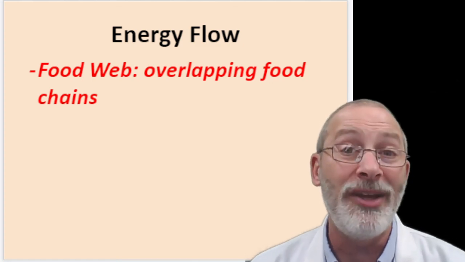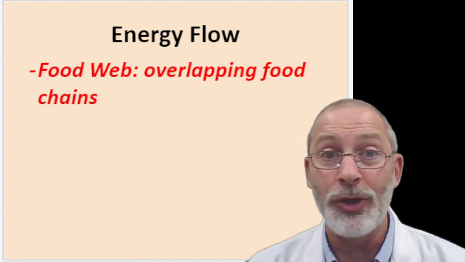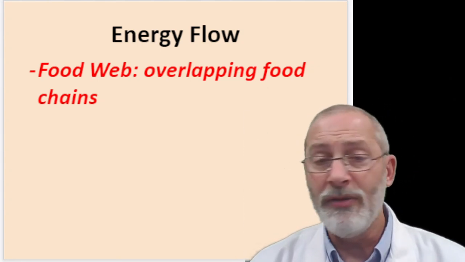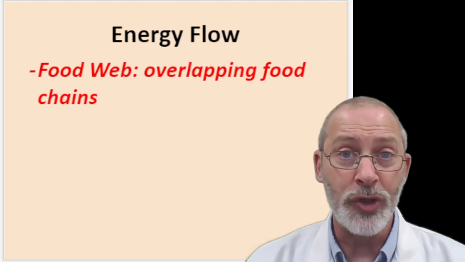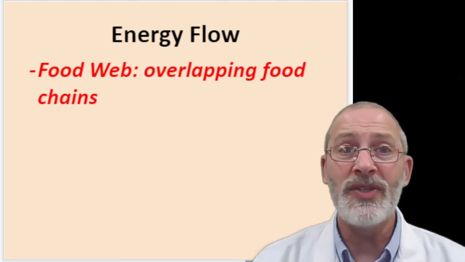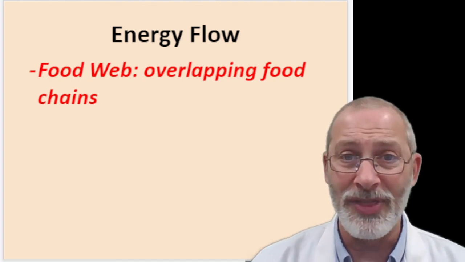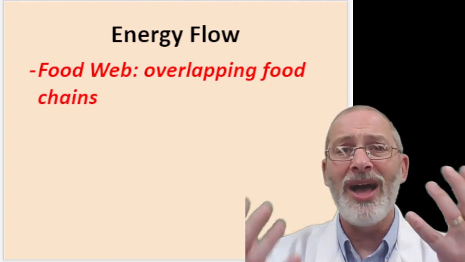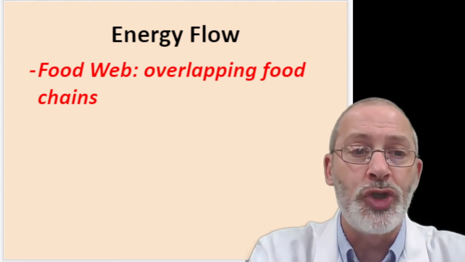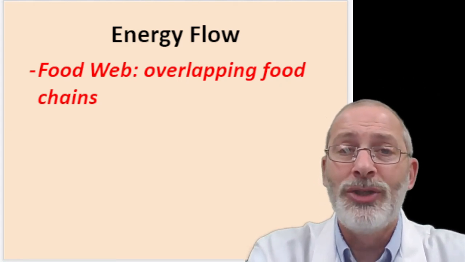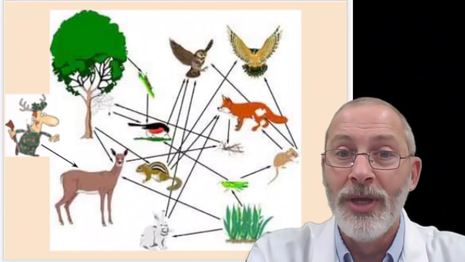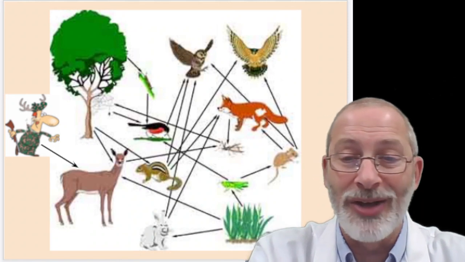Think of all of the different kinds of producers or plants in your backyard or in the woods behind you. Think about all of the consumers, both primary and secondary consumers that exist in this township. There are a lot of them. There are lots of intertwining or overlapping food chains. I think the best way to explain a food web is with a picture. So here's a picture. Picture's worth 1,000 words.